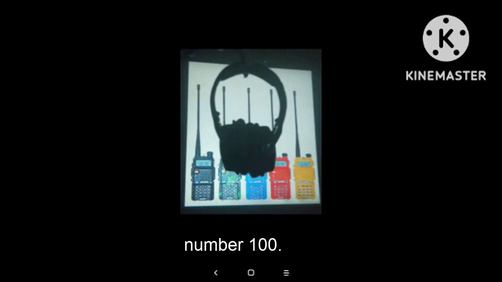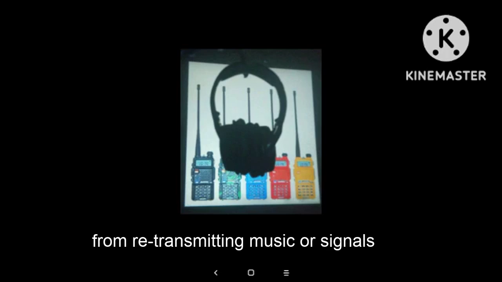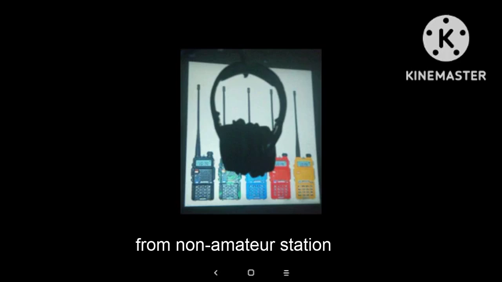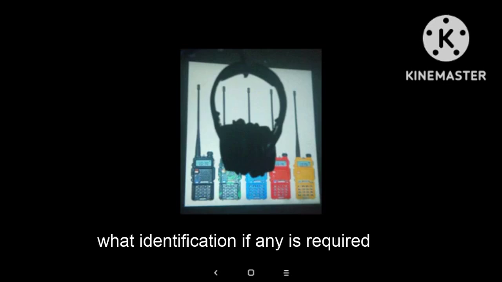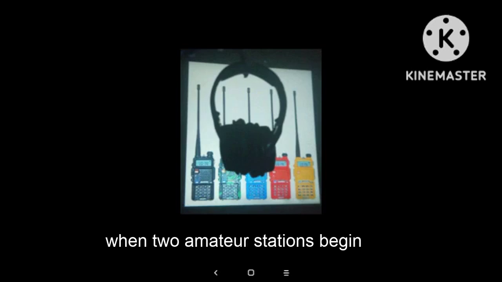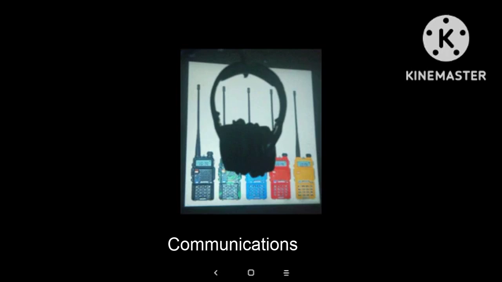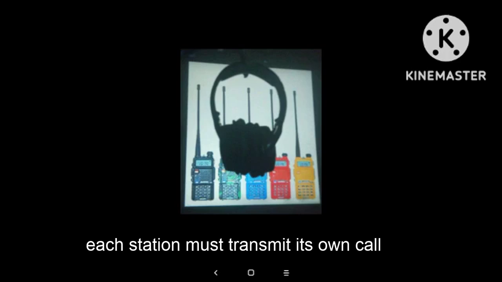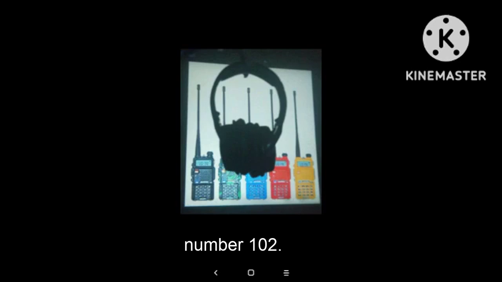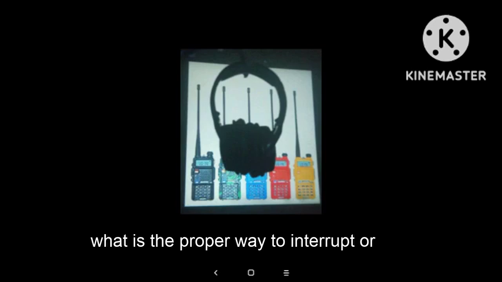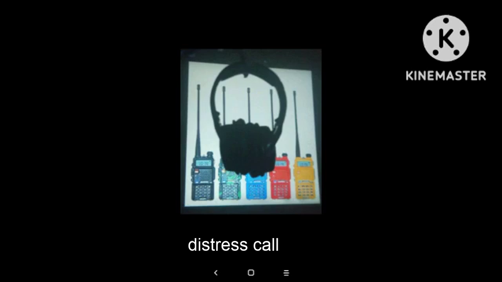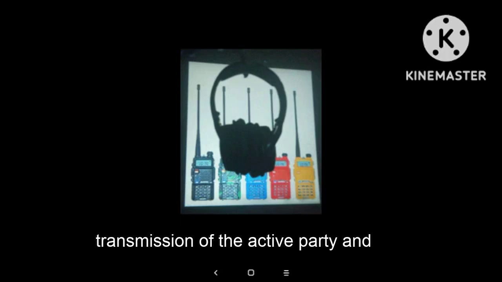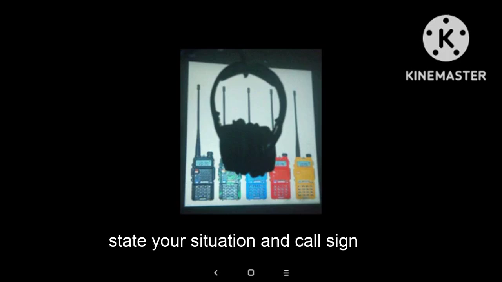Number 100. What should you do to keep your station from retransmitting music or signals from non-amateur stations? Turn down the volume of background audio. Number 101. What identification, if any, is required when two amateur stations begin communications? Each station must transmit its own call sign. Number 102. What is the proper way to interrupt a repeater conversation to signal a distress call? Break in immediately following the transmission of the active party and state your situation and call sign.